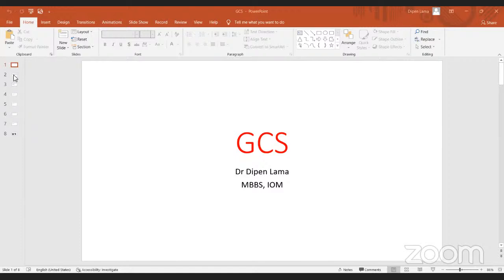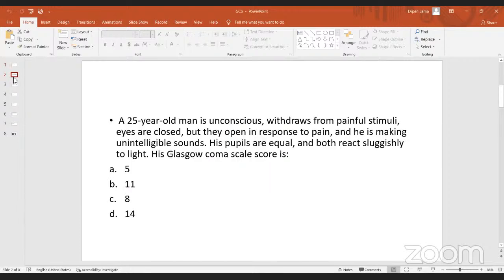As you can see here, we'll do first of all one question on Glasgow Coma Scale. Glasgow Coma Scale is frequently asked in your exam. You should know about GCS. It is very important in head injury patient. So here is the question. This kind of question is being frequently asked in your exam.